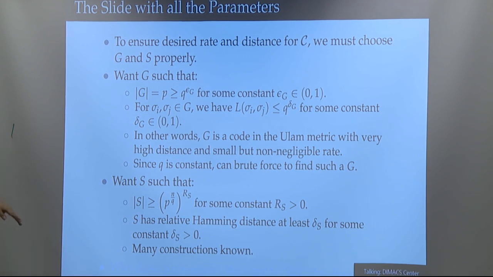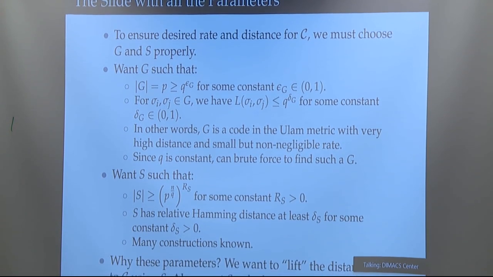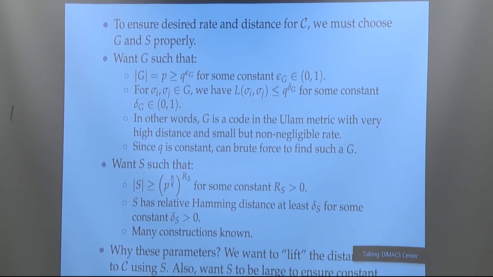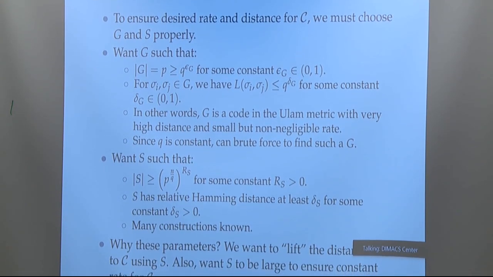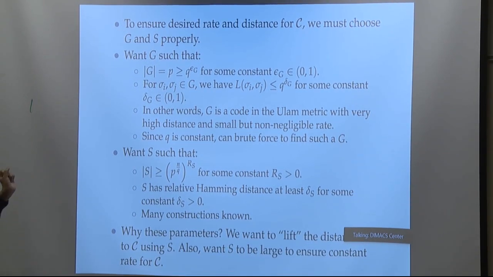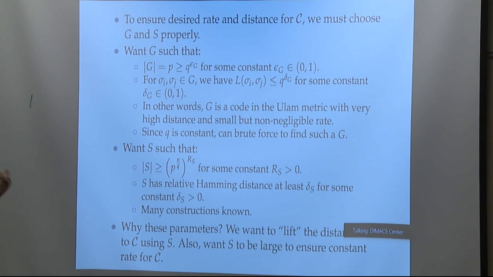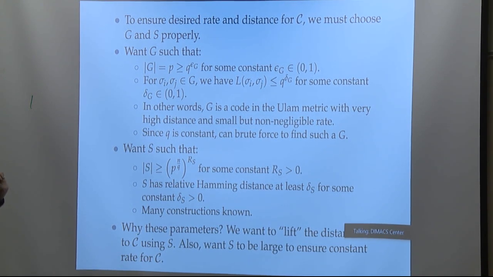You can stare at these parameters for a while, and you can ask why these choices were made. On a high level, what is going on is, you know that G already has large Ulam distance. You want to somehow lift the distance of G, which is already very high, to C using S. And you also want S to be large to ensure constant rate. Okay? So that concludes the construction.